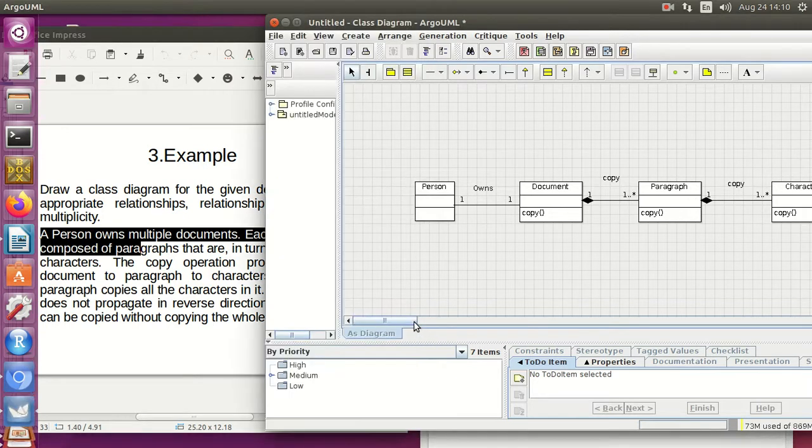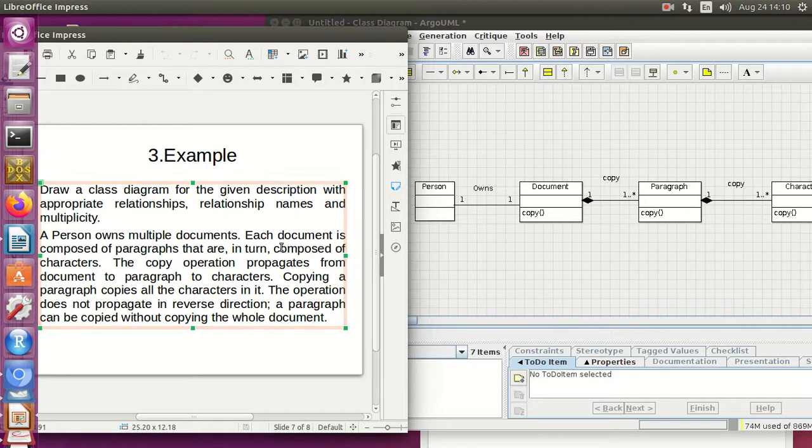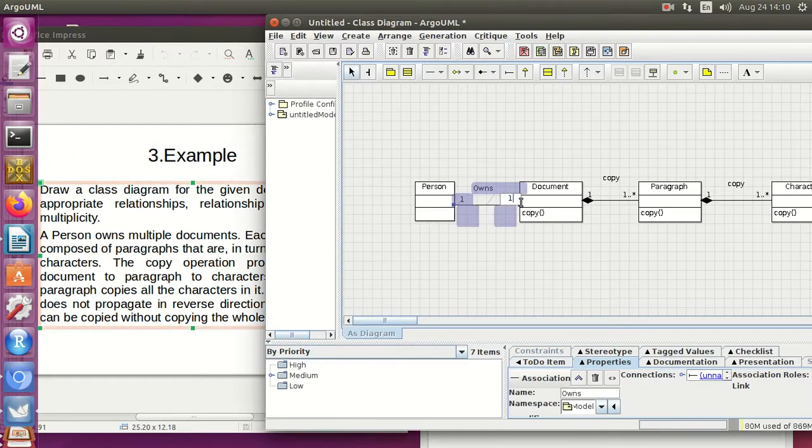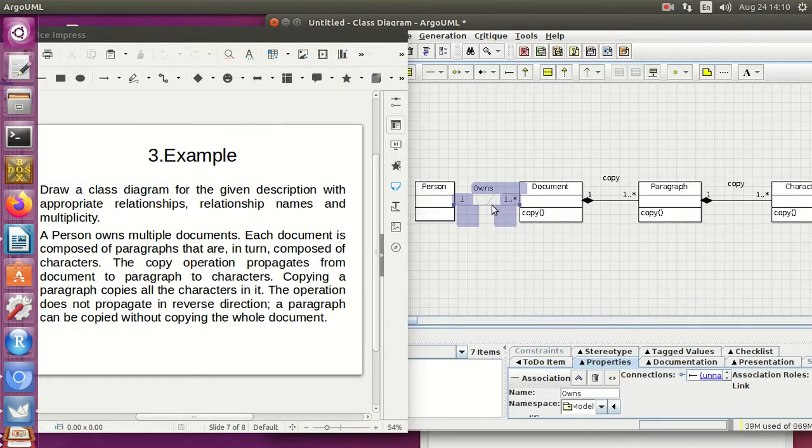After that, they have told that a person owns multiple documents. So one person owns multiple documents. For that we are adding this multiplicity: one person owns one or many documents. Owns is the association name I have used between these two classes.